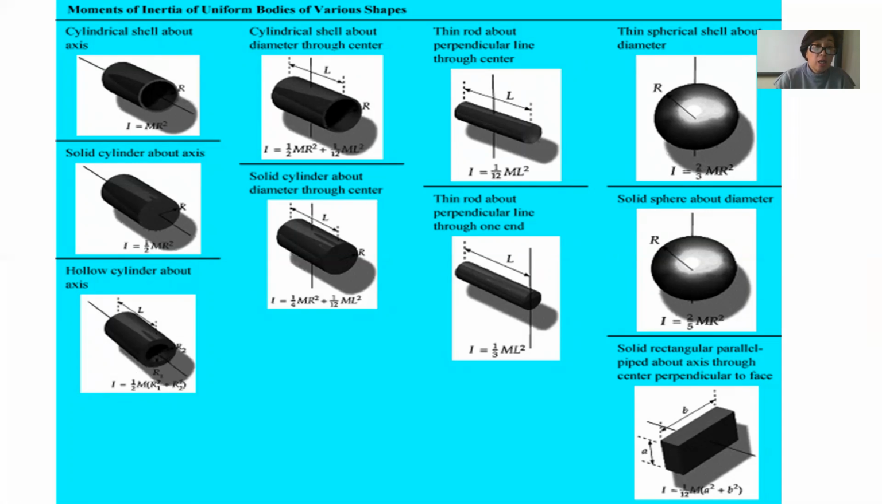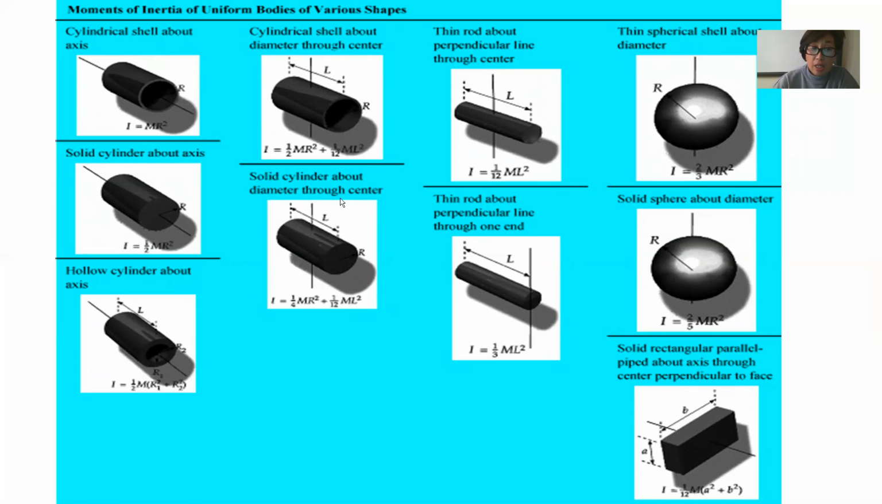And the cylindrical shell about a diameter through the center: here this is the length of the cylindrical shell and this is the radius. We use the formula for the moment of inertia: for the cylindrical shell, m r squared plus, because the axis is through the center, one divided by 12 m L squared. M is the mass of the cylindrical shell, and L is its length.